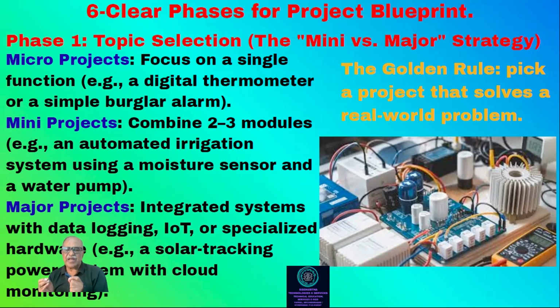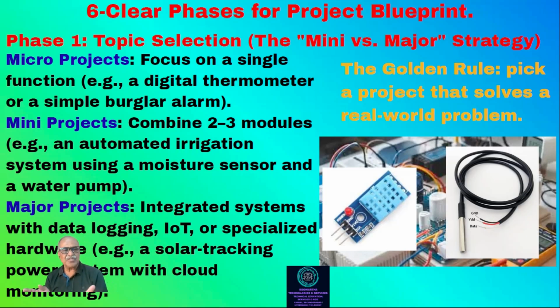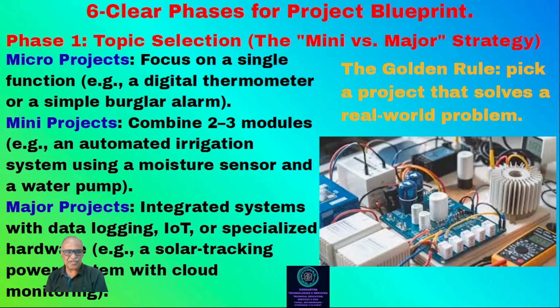All right, an example is automated irrigation. How does irrigation work? When the soil moisture level goes up and down, then only the motor starts. There are 2 things over here. You can add temperature also, temperature of the soil, temperature of the water. So what you have to do is add 1 or 2 more modules or sensors. So a system using a moisture sensor and water pump. 2 things are here. So this is a mini project.